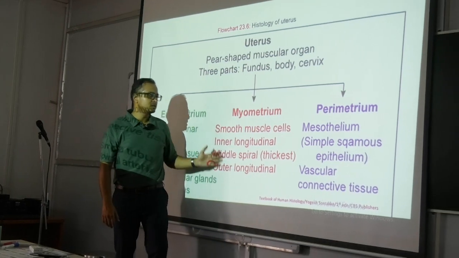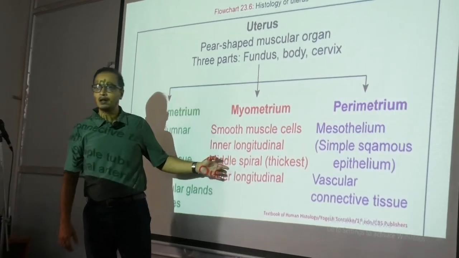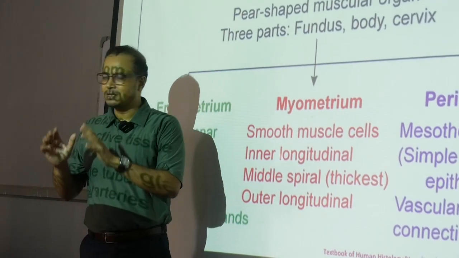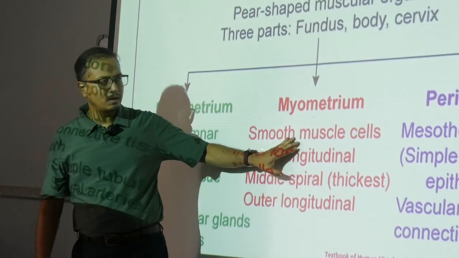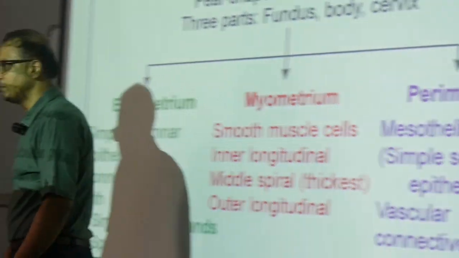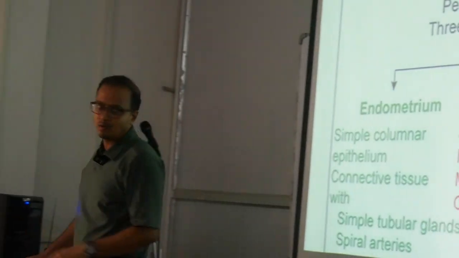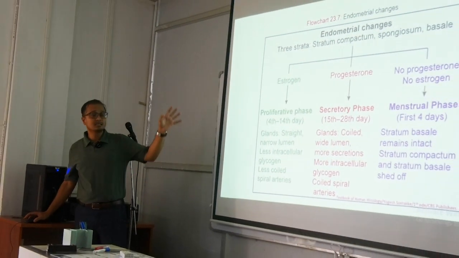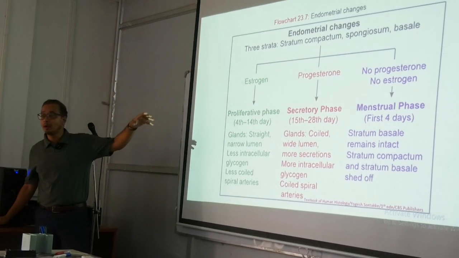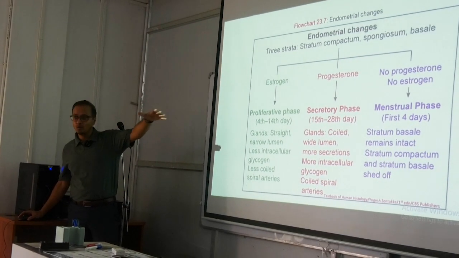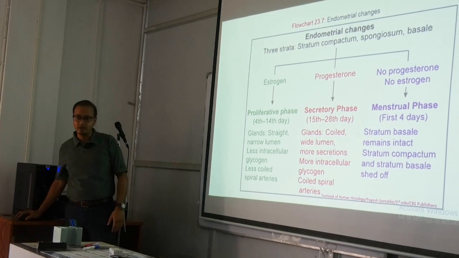The muscle layers, which are predominantly a longitudinal layer and a middle circular layer, are present in the myometrium. Then we have the outer layer, the perimetrium, most outside, which is made of connective tissue and vascular tissue blending over there. So this is how the uterine specimen looks, and these are the hormonal changes within the endometrium: phase 1 estrogen, then progesterone, and no hormone.